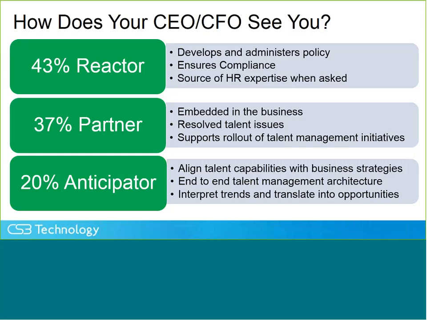And that was really interesting to me, and only 37% see them as a little bit better, embedded in the business, resolving some talent issues, and not just on the talent management side, but overall supporting different initiatives. And only 20% of CEOs and CFOs see their HR payroll managers as anticipators. And that's really what they're wanting, somebody to interpret the trends and translate those into opportunities, really to make sure that your talent management or your human capital architecture is aligned with business strategies.